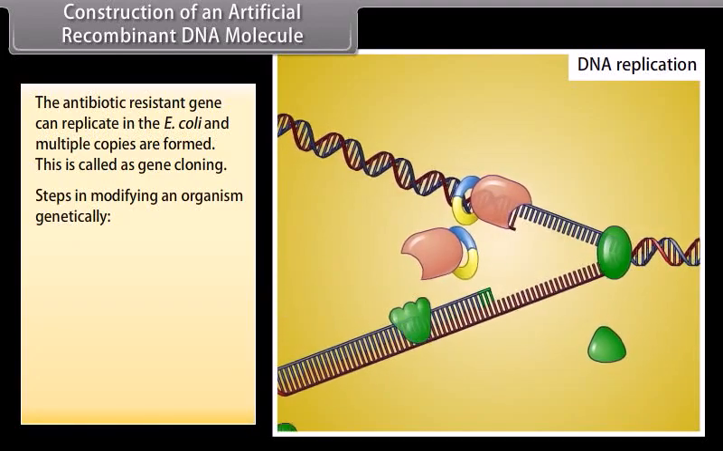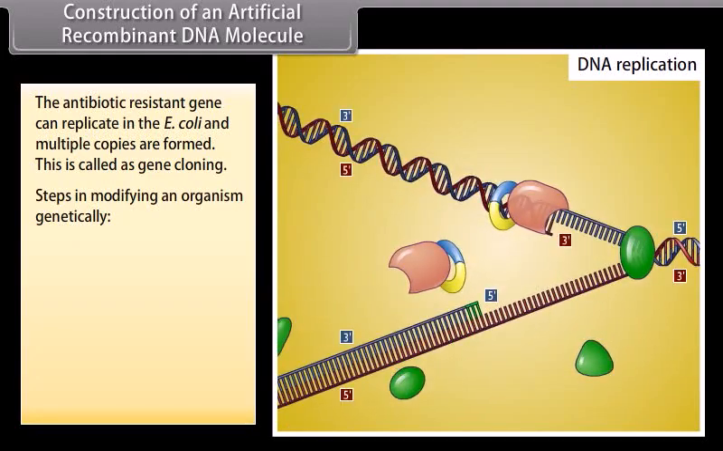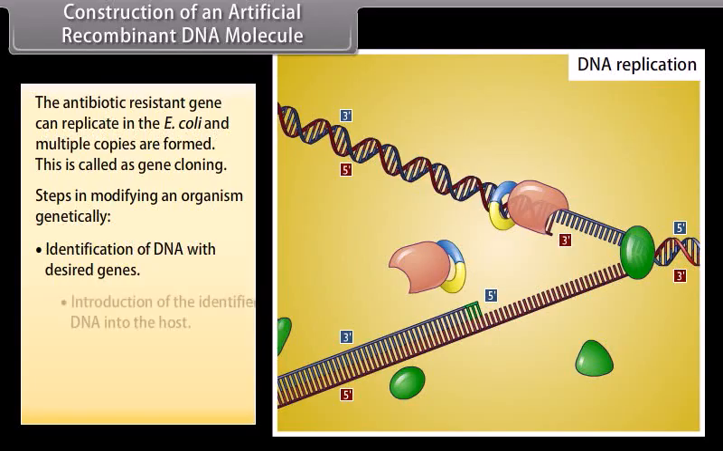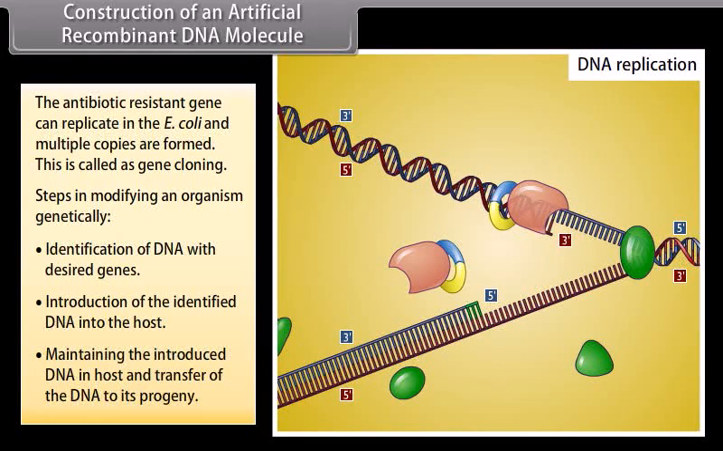Steps in modifying an organism genetically: identification of DNA with desired genes, introduction of the identified DNA into the host, maintaining the introduced DNA in the host and transferring the DNA to its progeny. Tools of recombinant DNA technology. Restriction enzymes.